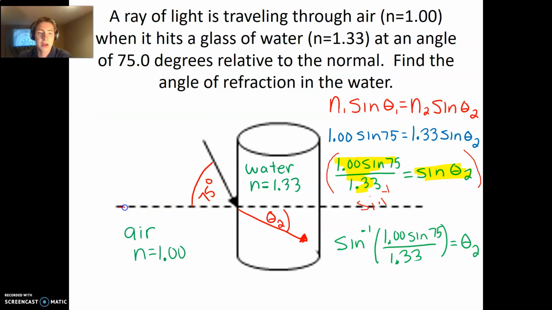Remember, this is going to be your normal line. Our angle is always going to be measured off of that, right? When we're talking about this angle right here, that's going to be our theta 2. It's not going to be this angle.